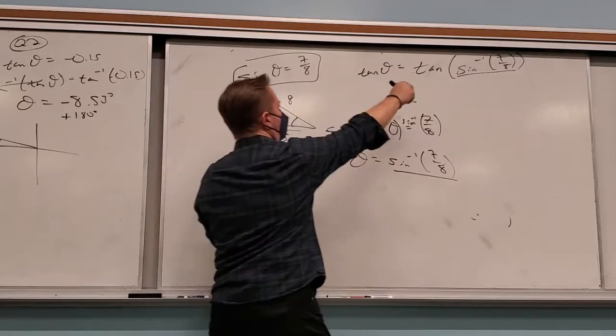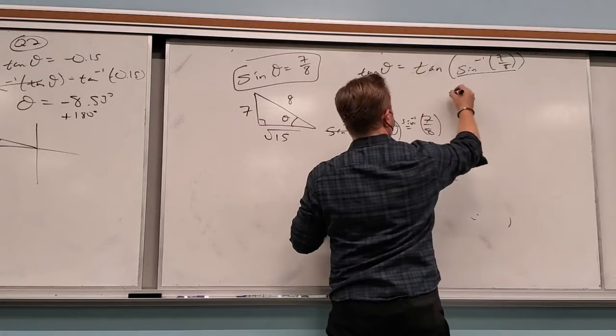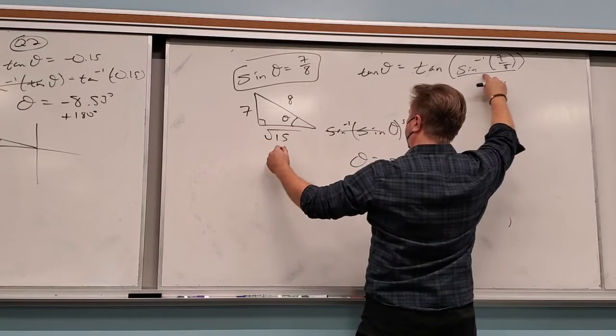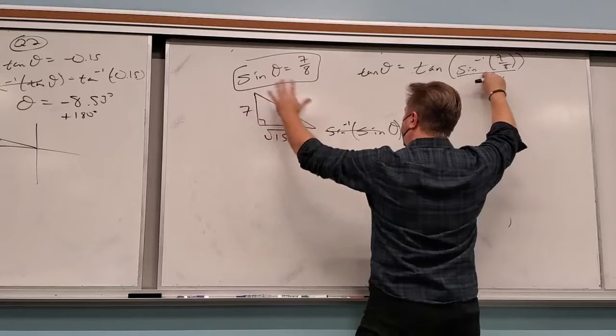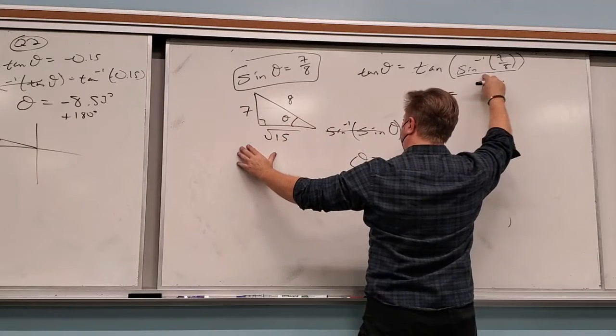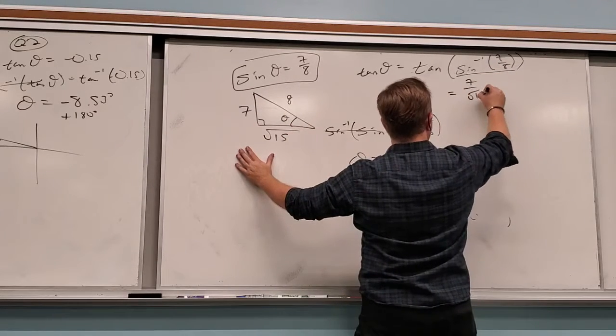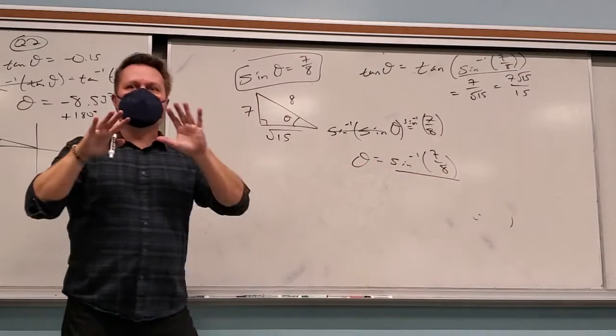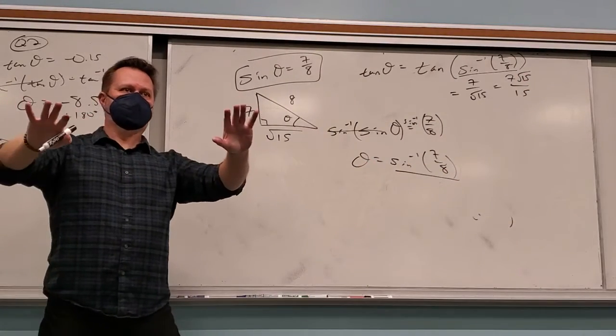So what is the tangent? What's the tangent of the angle that this creates? 7 over root 15, so 7 root 15 over 15. Okay, so let's do a full problem straight up.